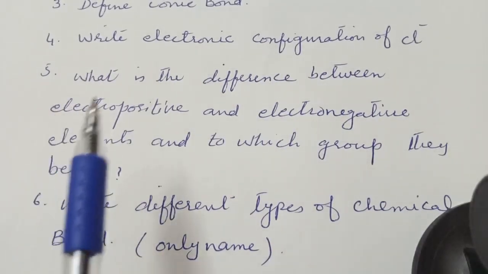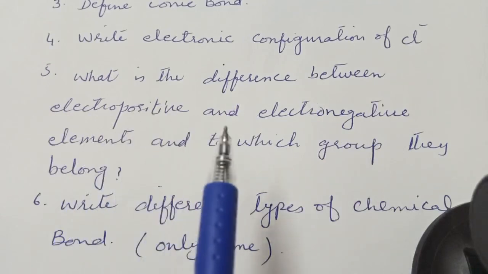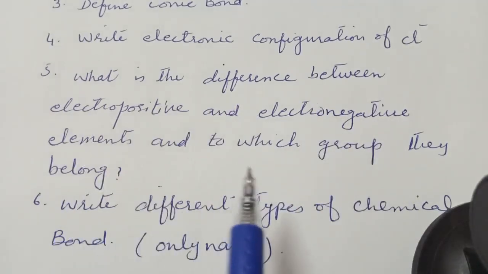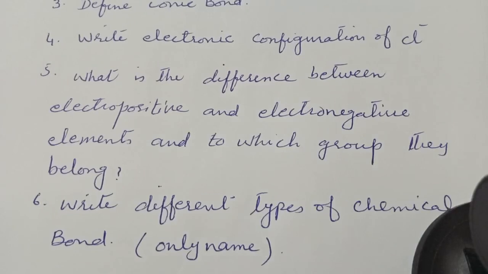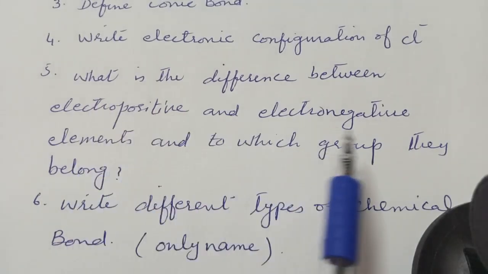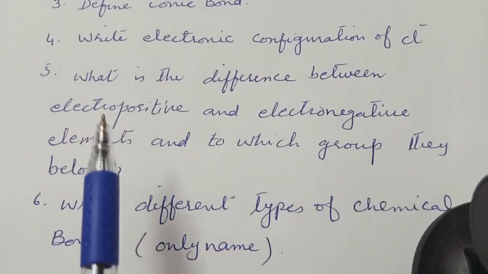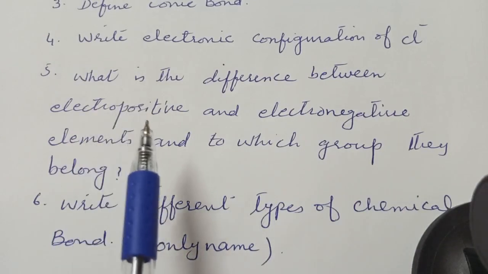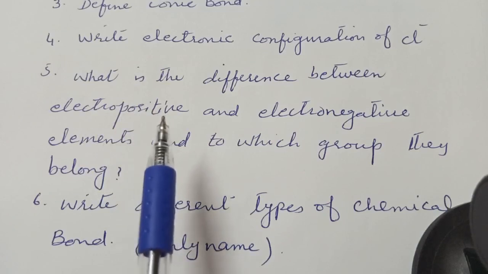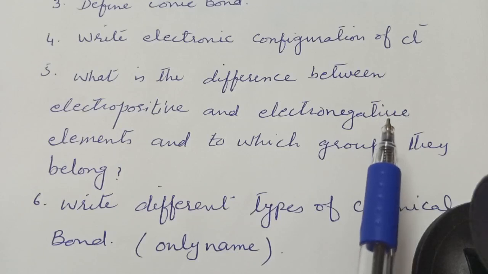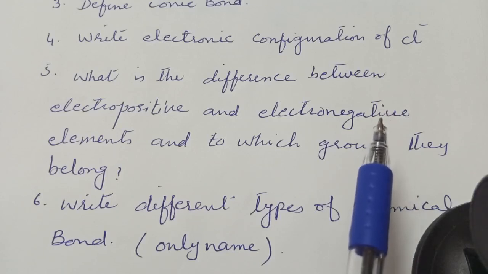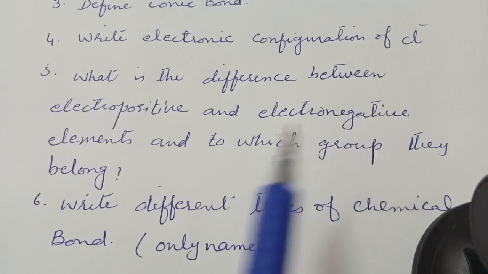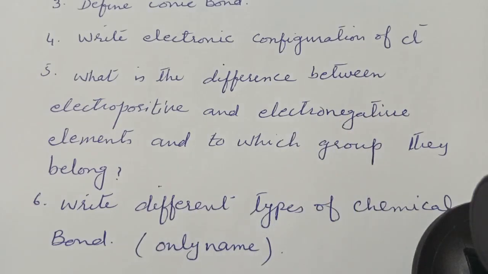Question number 5 is what is the difference between electropositive and electronegative elements and to which groups they belong? To answer this question, you will write the definition of electropositive and electronegative elements. That is, the electropositive elements are those which can lose the electrons and these are the metals and they belong to the first two groups. And the electronegative elements are non-metals and they have the tendency to accept the electrons and they belong to groups 15 to 17. Sodium atom and the chlorine atom are written as examples.